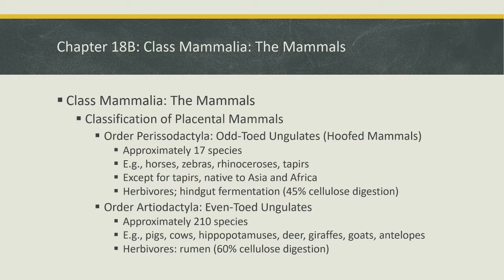But then the even-toed ungulates, there are about 210 species of these, so way more than the odd-toed. And this includes things like pigs and cows and hippopotamuses and deer, giraffes, goats, and antelopes. The way that they digest the cellulose involves a rumen, which is like a separate chamber of their stomach. After partially digesting the grass, they will oftentimes kind of vomit it up back into their mouth, where they will chew it some more and then re-swallow it. But then some of the digestion takes place in this rumen.